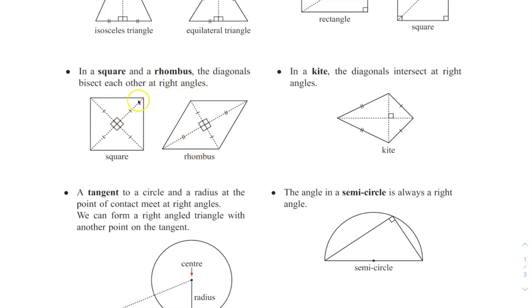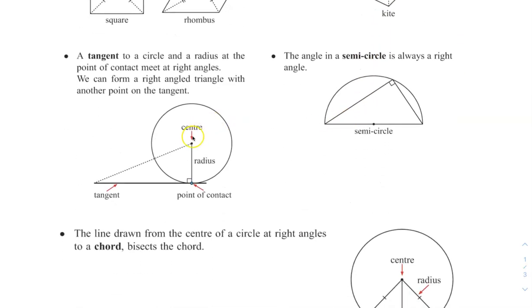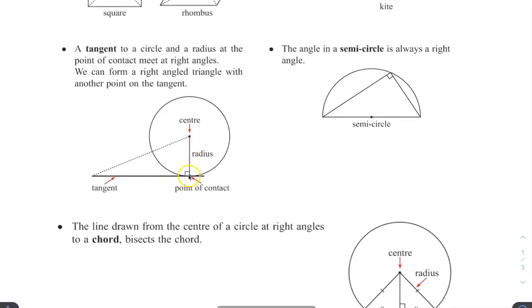In a square and a rhombus, when you draw the bisectors, they form right angles. In a kite, the diagonals intersect at a right angle. And then we have circles. The key here is a radius and a tangent line. They always form a right angle. So if you have a radius and a tangent line, that's a right angle.